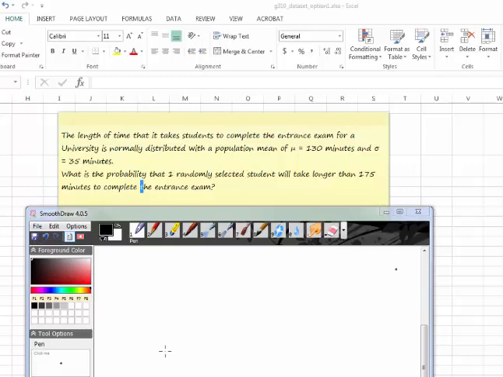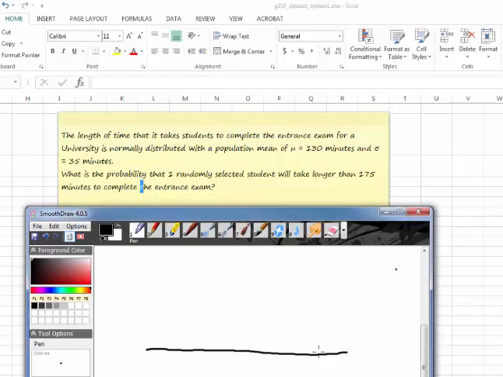Okay. The first thing that we want to understand is what it means to have a normally distributed population in this case. We know that the mean is going to be 130 minutes. We also know that the events are normally distributed, and we have a standard deviation of 35 minutes.